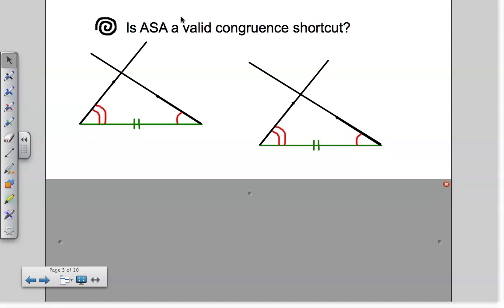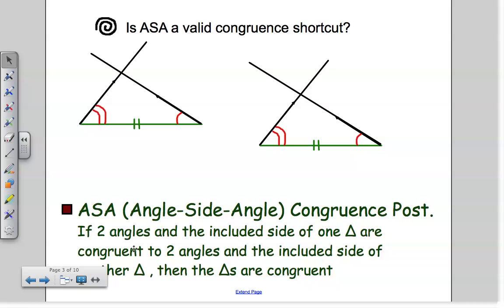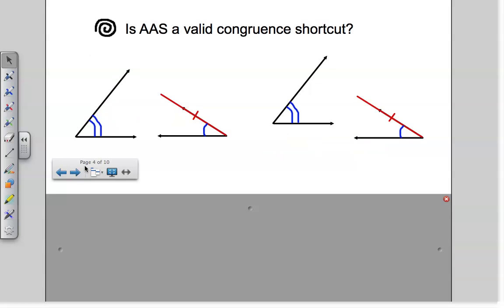Angle, side, angle, with the side between the two angles that are congruent, is a valid congruence postulate. And notice that terminology there: if two angles and the included side, meaning the side in between, of one triangle are congruent to two angles and the included side of another triangle, then the triangles are congruent. So angle, side, angle being congruent is a valid shortcut to say the triangles themselves are congruent.